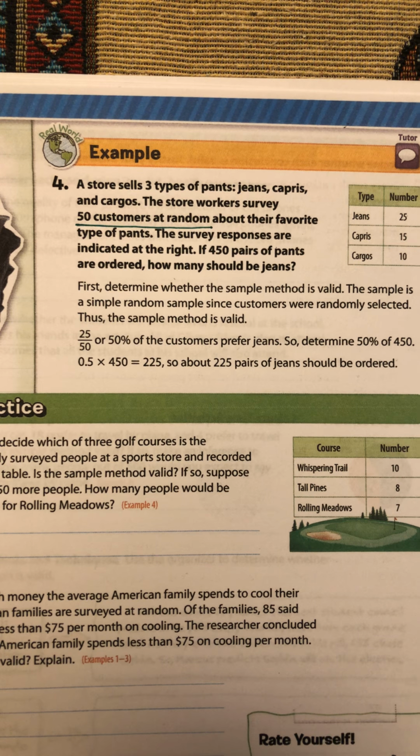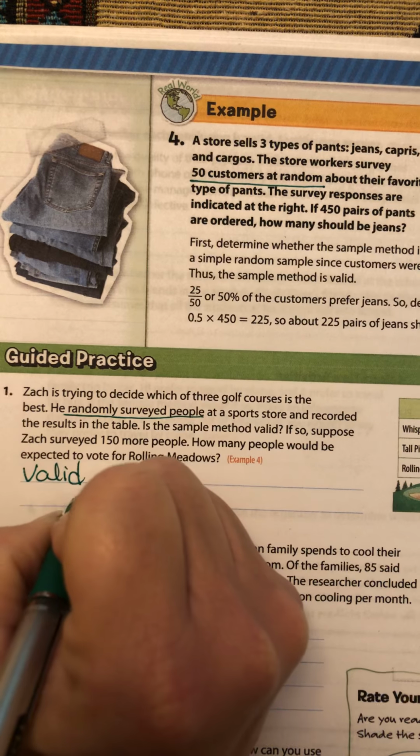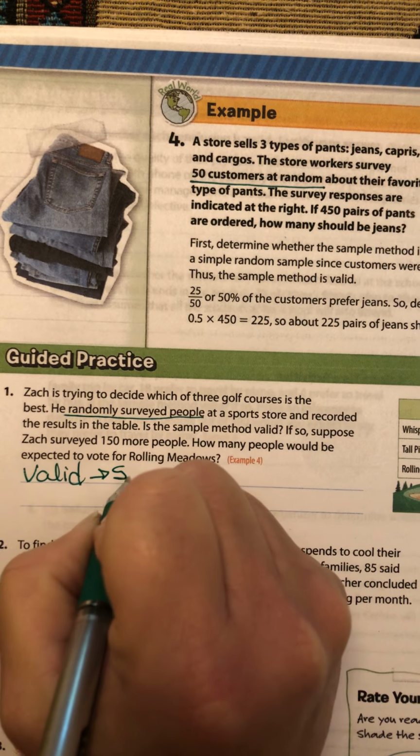Guided practice. So let's look at this, guys. Zach is trying to decide which of 3 golf courses is the best. He randomly surveyed people. So since it is a simple random sample, it is valid. So it is valid because it was a simple random sample.